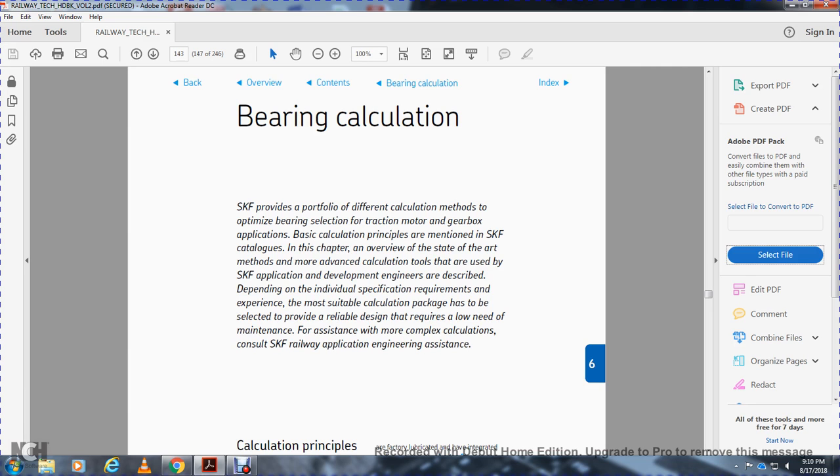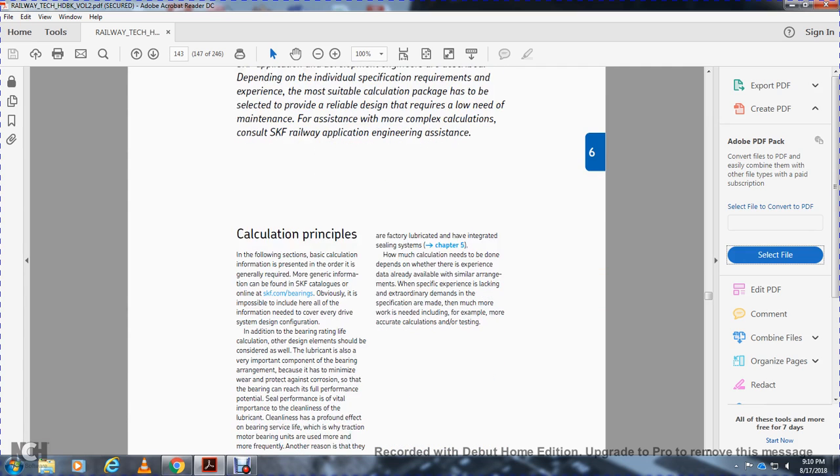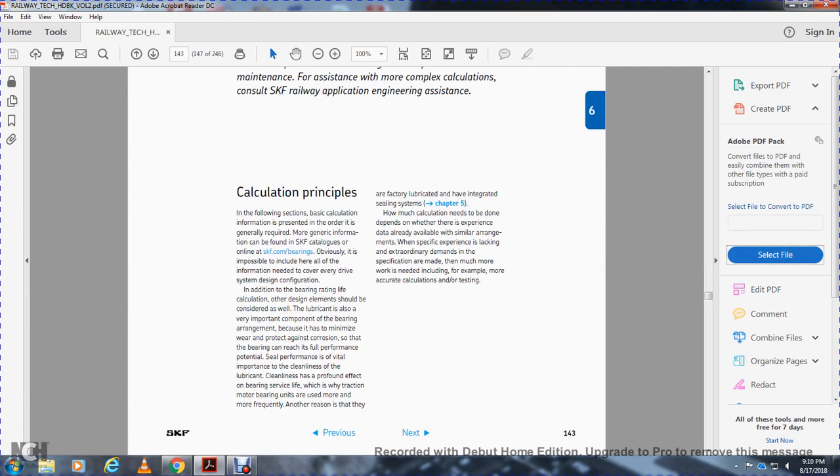For the reliable design of the bearing arrangement and a long maintenance interval, and for assistance with the more complex calculation itself, the SKF railway application engineering assistance is available. In the following section, basic qualification information is provided on calculation principles. The most general information can be found in the SKF catalogs online at SKF.com/bearings. Obviously, it's impossible to include all the information needed to cover every drive system and design configuration.